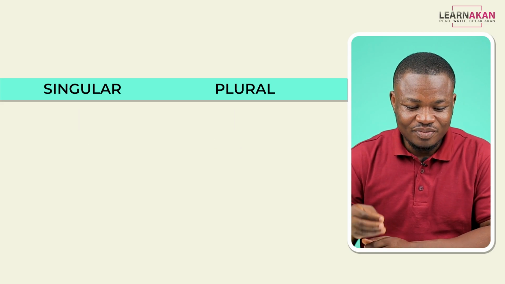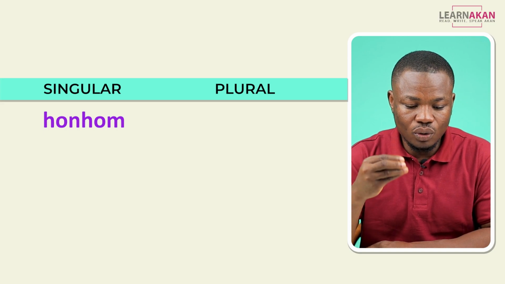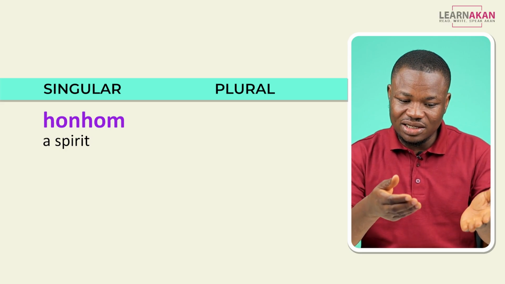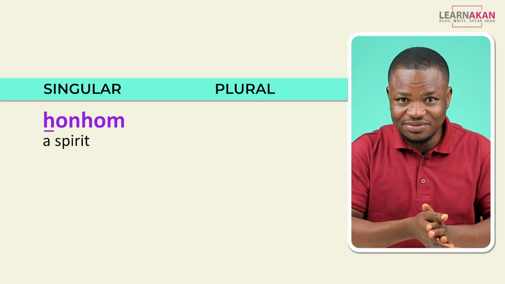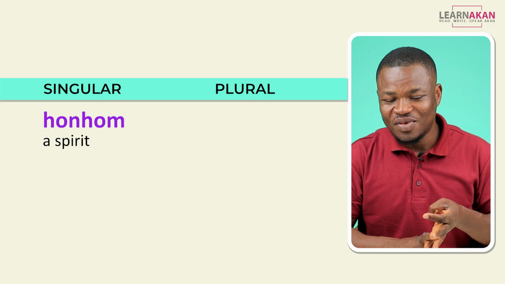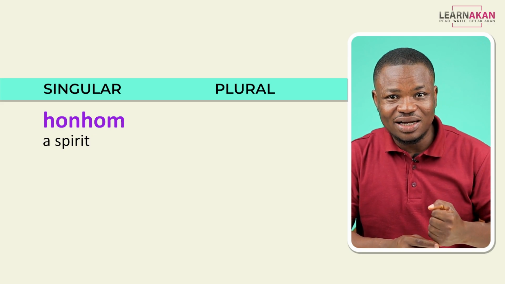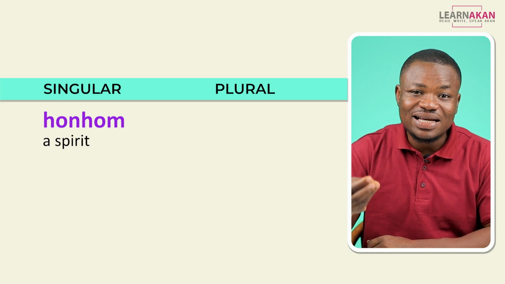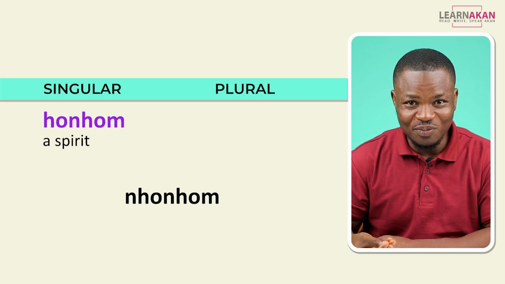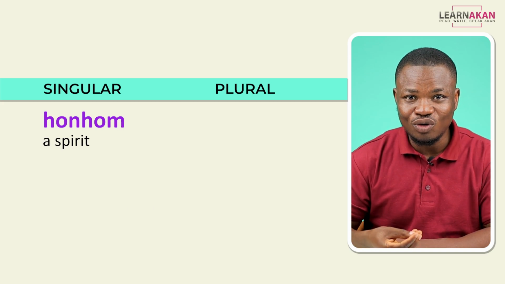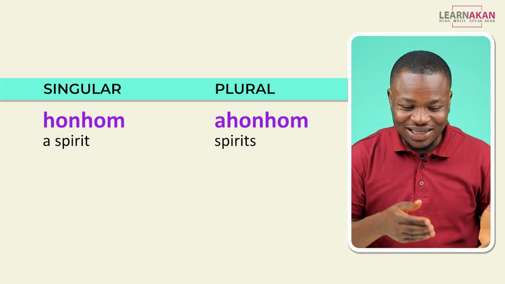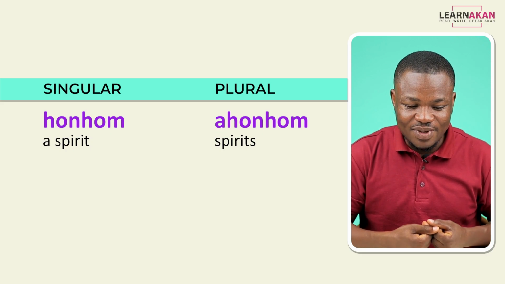Let's see another example. We have home, and home is a spirit, right? Home. And as you can see, this starts with h, which is neither b, p, nor f. So to form its plural, under the pattern that we learned for this category, we would have attached n in front and then would have had nhome, right? But no, the plural of home is ahome, okay? So instead of n we attach a in front, ahome.